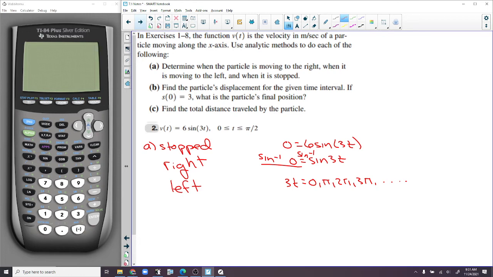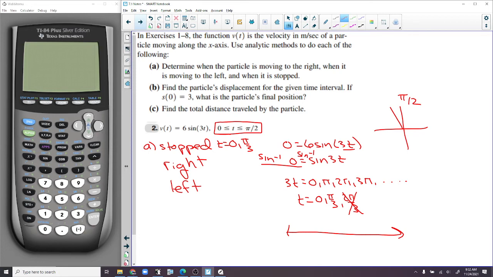Then we divide by 3, but we've got to keep in mind that we're only going from 0 to pi over 2. So we divide by 3. 0, pi over 3 is between 0 and pi over 2, but 2 pi over 3 is past pi over 2. Here's pi over 2, here's 2 pi over 3, so we've gone too far. That's how I do those. When you have something other than 1 here, I just list out a whole bunch of them and then figure out when I've gone too far. It's usually a nice little technique to find all the zeros. So it stopped at t equals 0 and pi over 3.